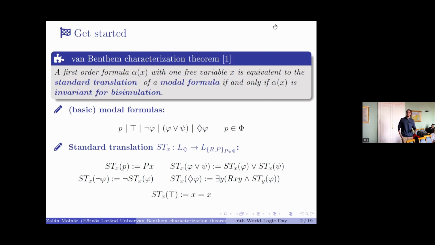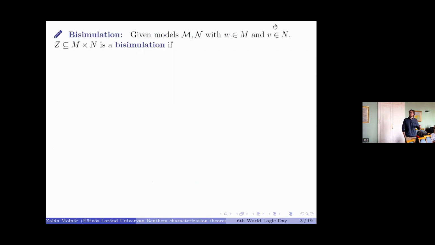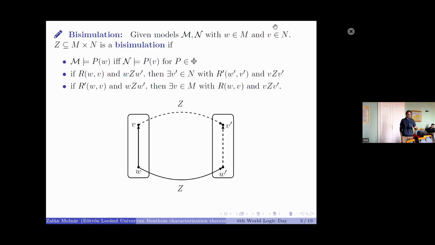So we are done with the modal formula part and the standard translation part. And what bisimulation does is the following: given two models of this first order language, such that we pick w from M and v from N, and the binary relation Z between M cross N is a bisimulation if the following zigzag condition is satisfied. The intuitive idea is very much the same as in Ehrenfeucht-Fraïssé games, but this is handled in a local manner.